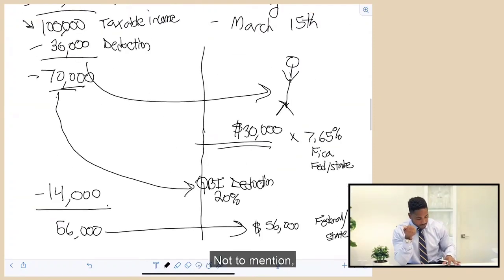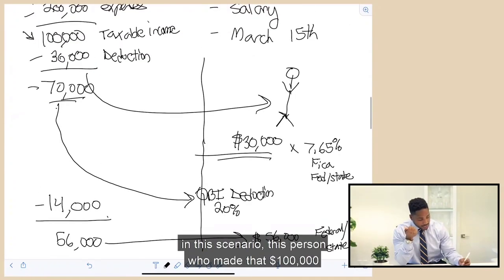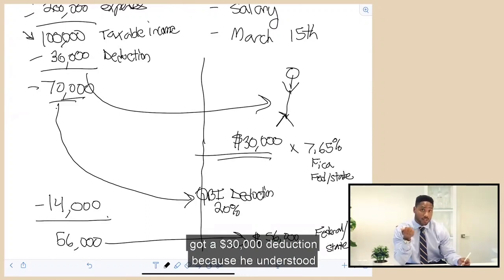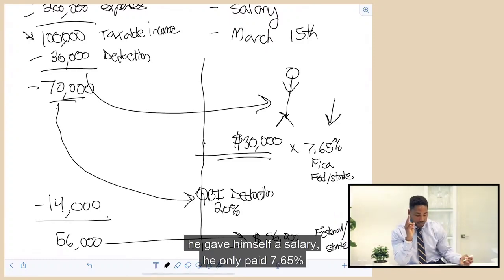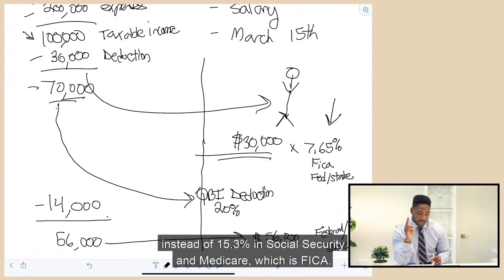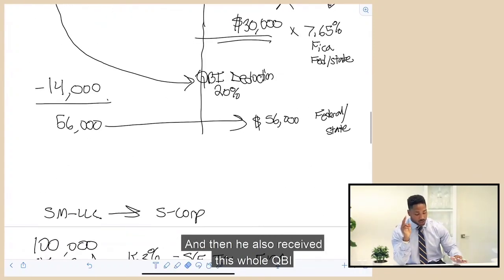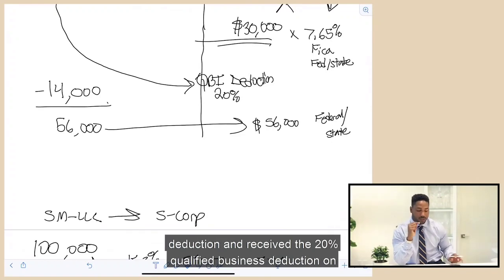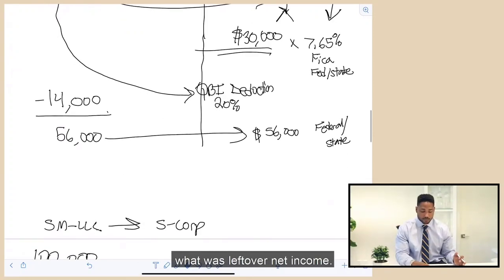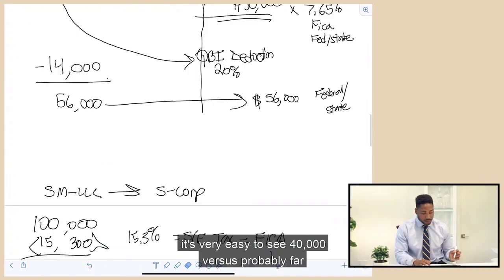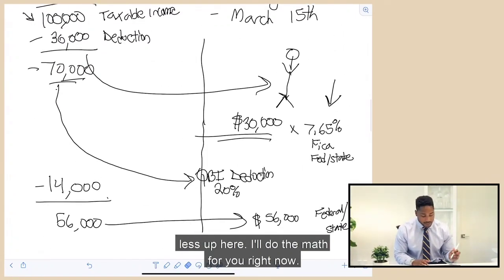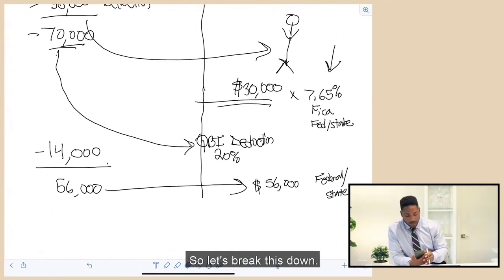Not to mention, in this scenario, this person who made that $100,000 got a $30,000 deduction because he understood reasonable compensation, he gave himself a salary, he only paid 7.65% instead of 15.3% in Social Security and Medicare, which is FICA. And then he also received this whole QBI deduction and received a 20% qualified business deduction on what was left over, net income. Now, if you guys can look at this example, it's very easy to see $40,000 versus probably far less up here. I'll do the math for you right now. So let's break this down.